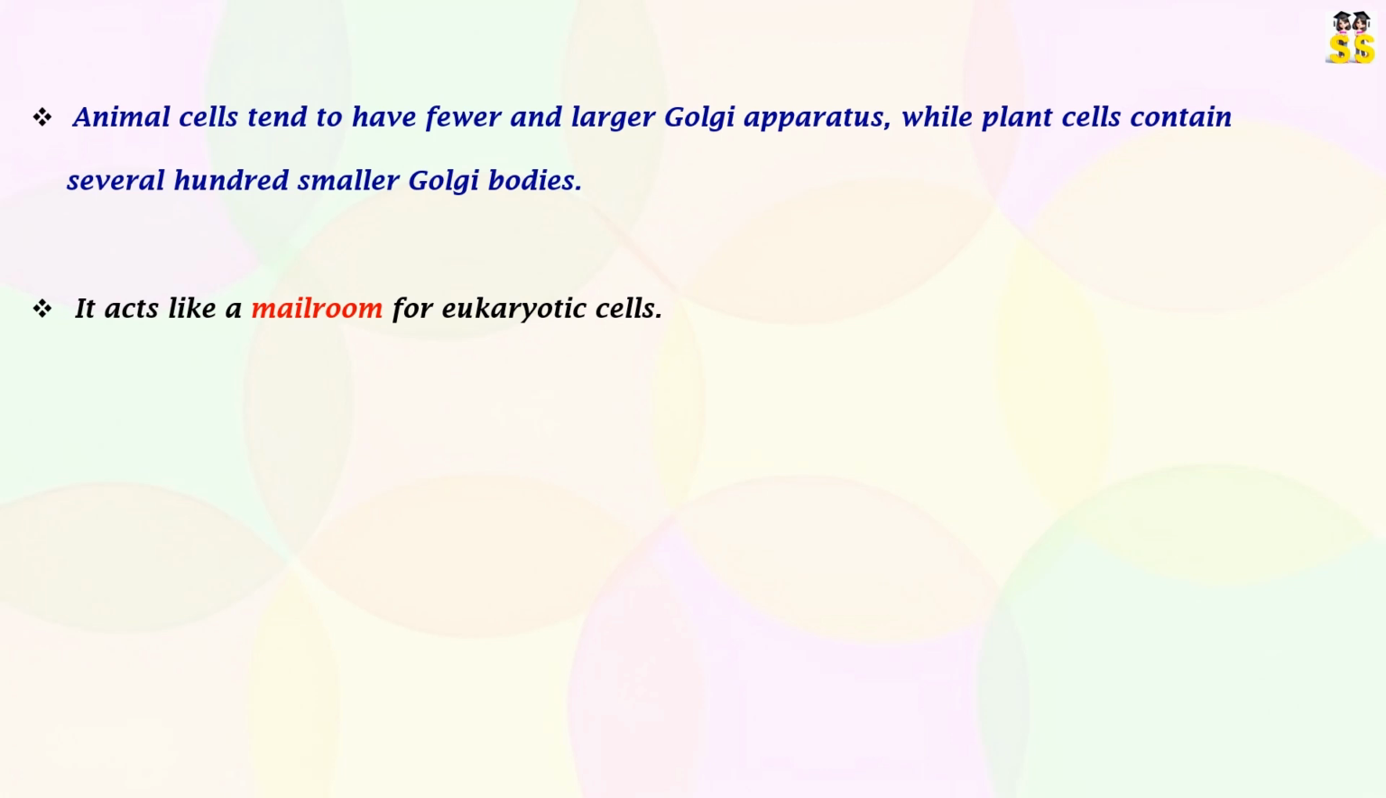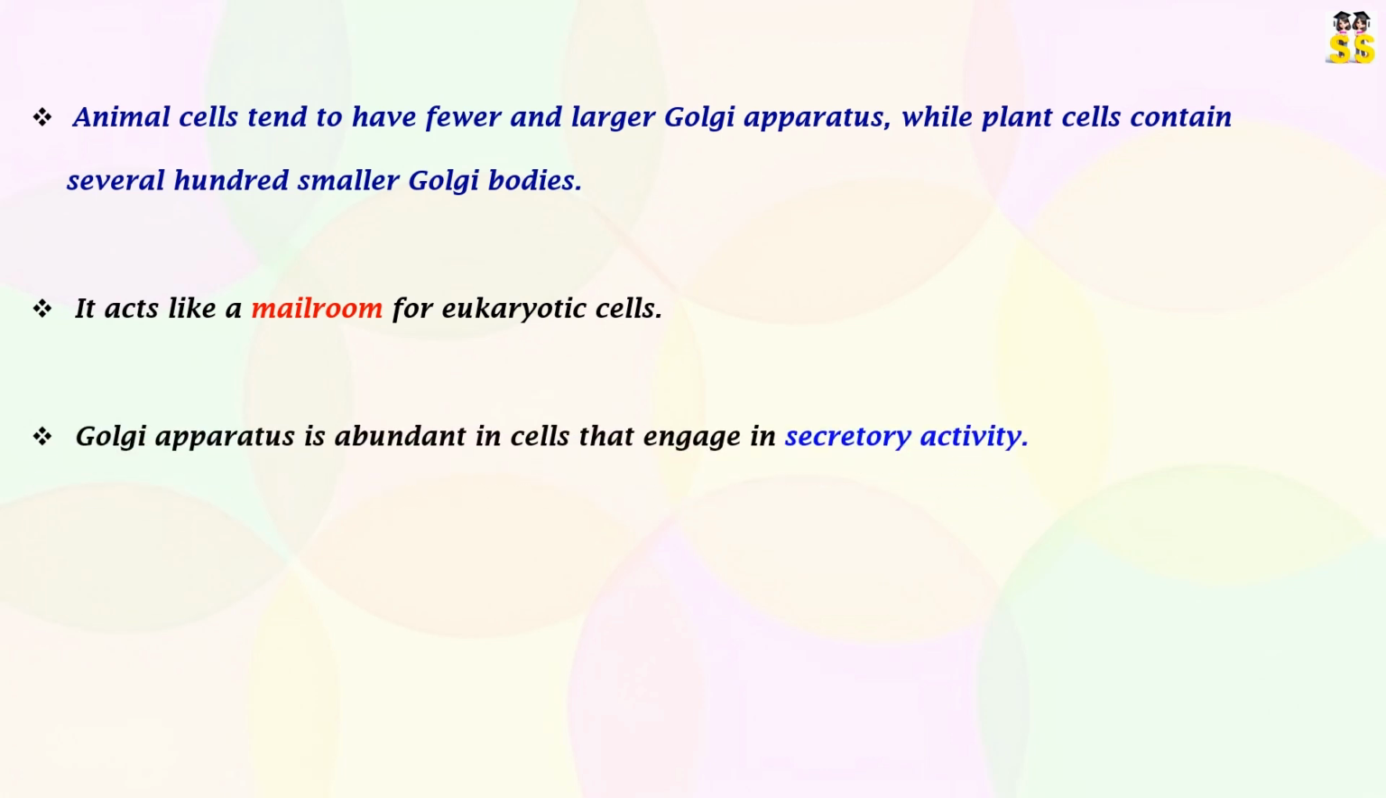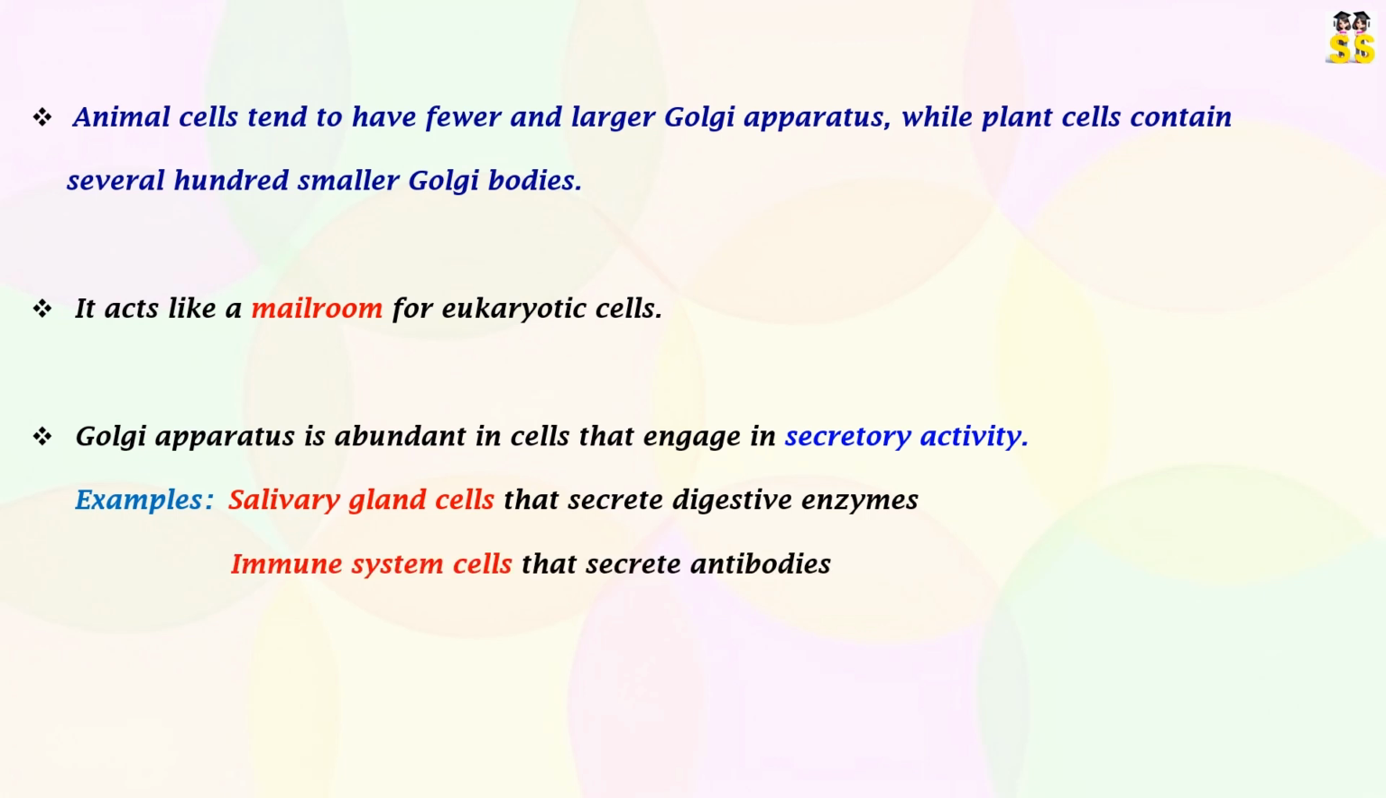Golgi complex acts like a mailroom for eukaryotic cells. It is abundant in cells that engage in secretory activity. Example, salivary gland cells that secrete digestive enzymes, and immune system cells that secrete antibodies. Galactosyltransferase is the marker enzyme of Golgi complex.